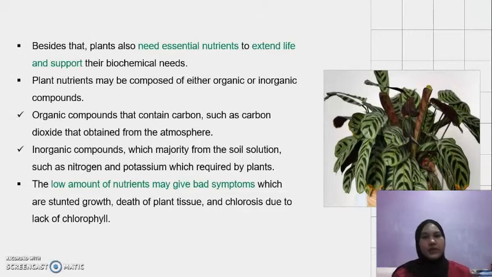Besides that, plants also need essential nutrients to extend their life and support their biochemical needs. Plant nutrients may be composed of either organic or inorganic compounds. Organic compounds contain carbon, such as carbon dioxide, that is obtained from the atmosphere. Second, inorganic compounds, which mostly come from the soil solution, such as nitrogen and potassium, are required by plants. A low amount of nutrients may give bad symptoms, which are stunted growth, death of plant tissue, and chlorosis due to the lack of chlorophyll.